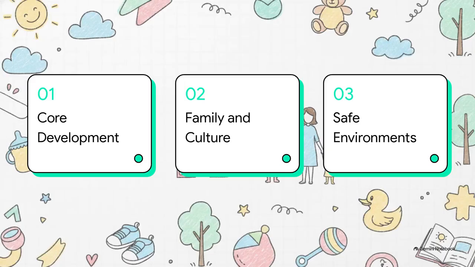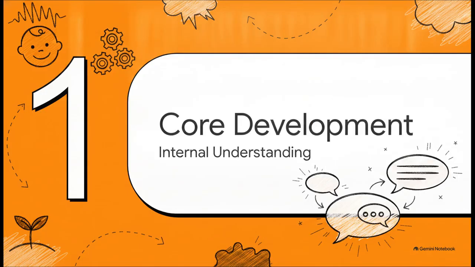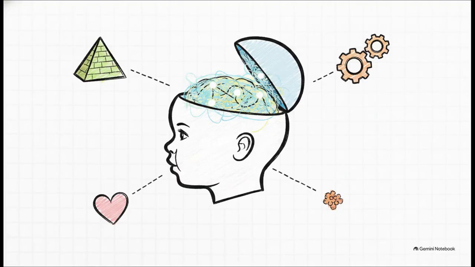All right, let's dive into our Caregivers Toolkit agenda. First up, Module A on core development. Then we'll move into family and culture in Module B, and we'll wrap the whole thing up with safe environments in Module C. So moving right into Module A, core development, understanding the internal. This is where we build our internal understanding of infants and toddlers. In this section, you'll be studying the heavy hitters of child development. I'm talking Erikson, Piaget, and Maslow, right alongside some of the most current, cutting-edge brain development research out there.